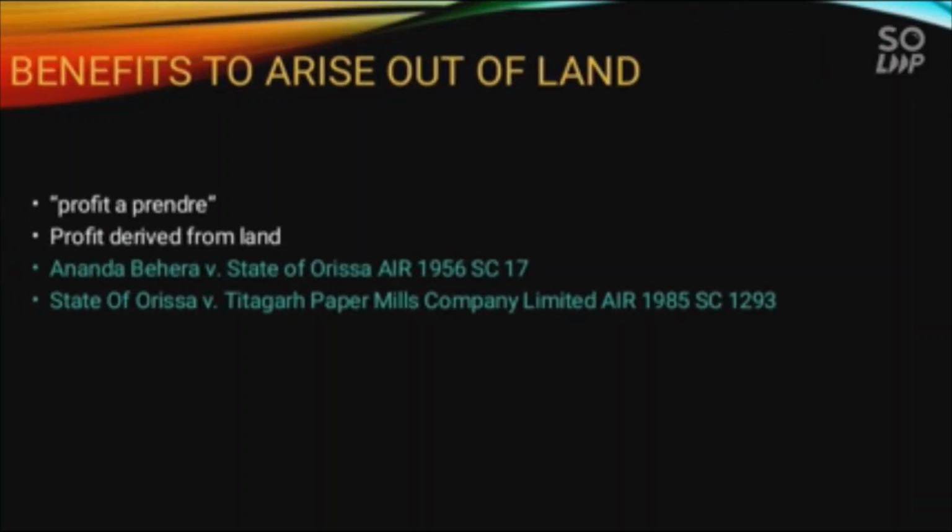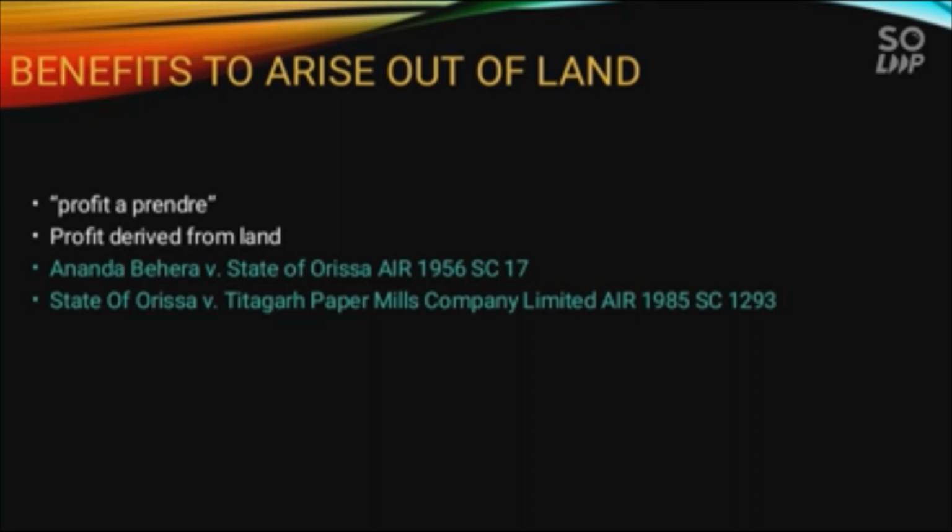The next one is benefit to arise out of land, which is also known as profit a prendre, which means profits derived from land without having any substantive control over the land. A right to collect rent and profit of immovable property, and a right to collect dues from a fair or market on land are all categorized under immovable property. For better understanding, now we can go through certain cases.